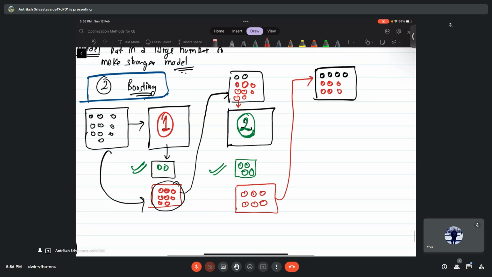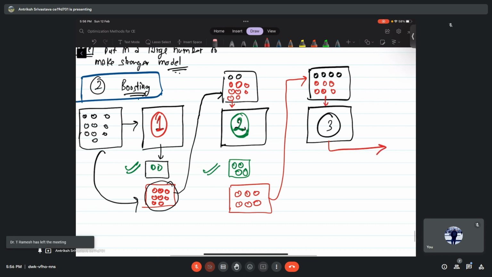Now model number 3 is going to be trained in such a way that it is going to give more attention to the features that are specially in these 6. So now you may be able to get a hint why there might be overfitting, right? So this will just keep on going, and then you will get a final output.